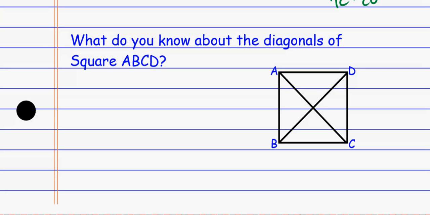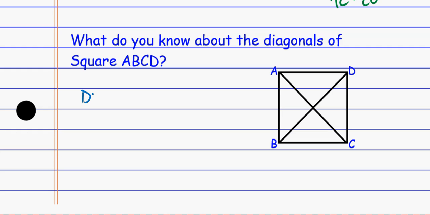I look at something like this guy, it says, what do you know about the diagonals of square ABCD? Okay, and so really what we have to do here is think about all the properties that we just came up with. Once again, a square is still a parallelogram. That's how it's defined. It's defined as a parallelogram, which means the diagonals are going to bisect each other.